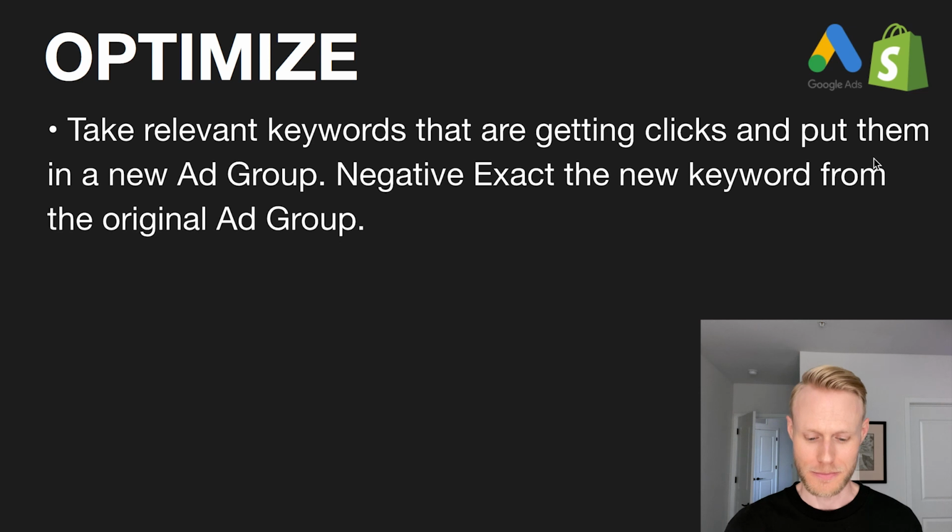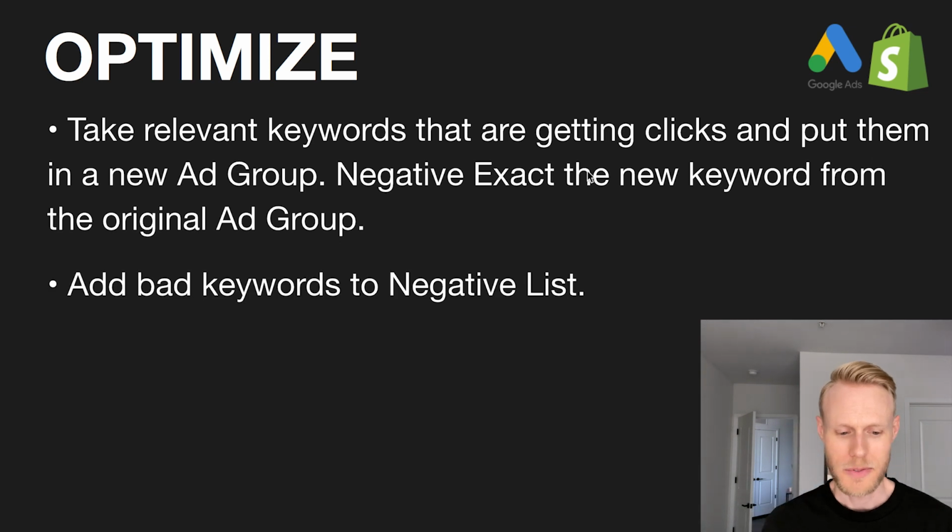So for example, if you have vegan protein powder and you're seeing that vegan protein powder for women is getting a lot of traction, you want to go ahead and create a new ad group with vegan protein powder for women. And then in the negative list, you want to select the ad group vegan protein powder, and you want to negative exact vegan protein powder for women. That way that ad group won't trigger that anymore, and only the new ad group that you set up particularly for that keyword will trigger the ad.